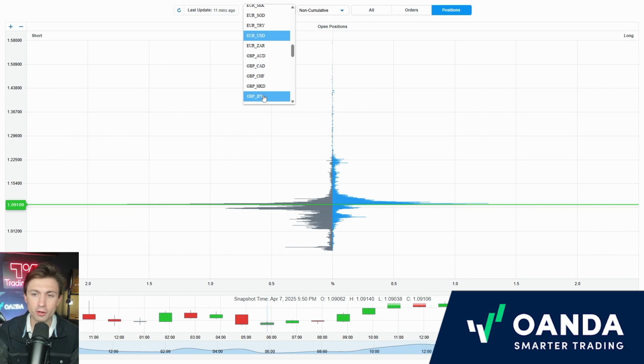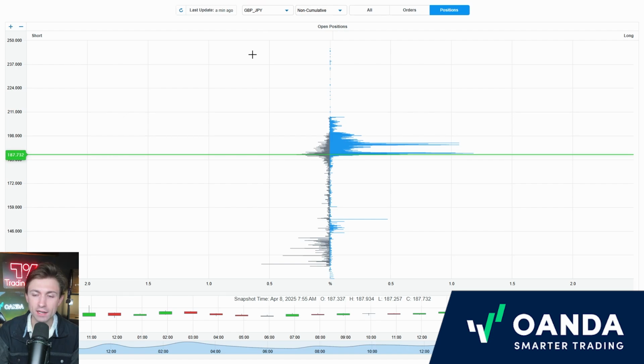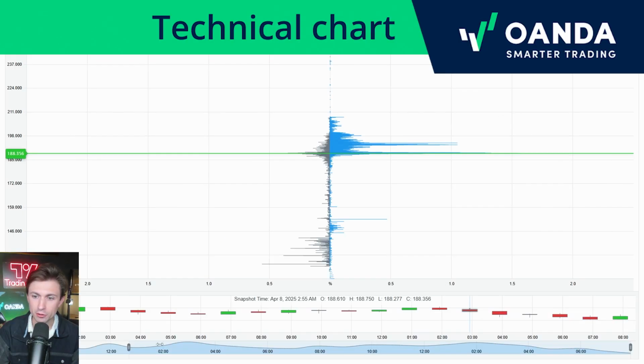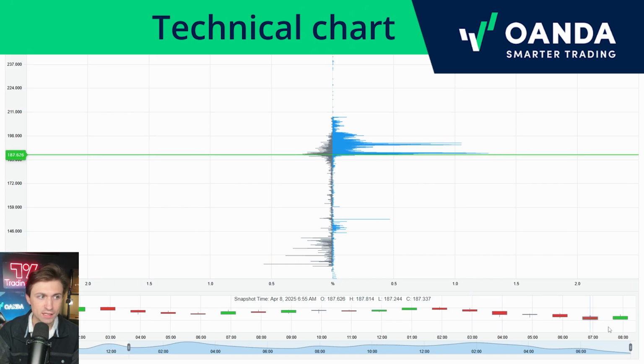We could take a look at another currency pair for an example. Let's take a look at GBP JPY, the British pound versus the Japanese yen. You can see an interesting story here as well. This one is way more skewed towards open positions on the long side. Another cool feature is that we have a technical chart here at the bottom of the screen to get an idea of how things have been moving in recent times.